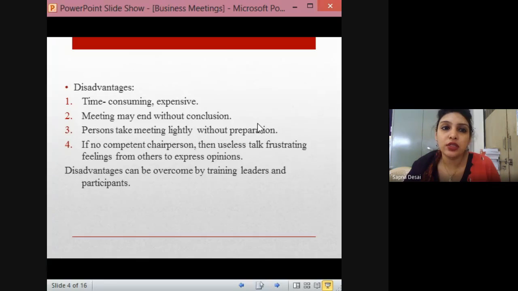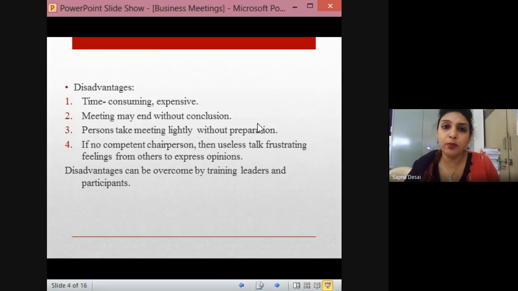So in case the chairperson is not competent, he will not be able to steer the meeting into rightful discussion, right? The people may talk, digress out of the topic, discussions may take place, useless talk may take place, and it may become very frustrating, right? So all these are the disadvantages of a meeting.